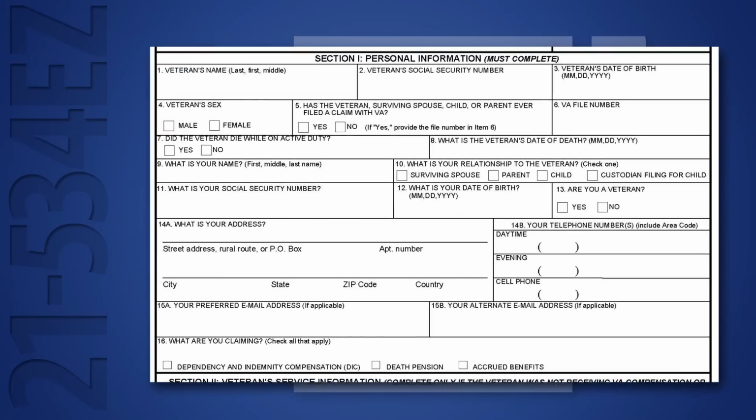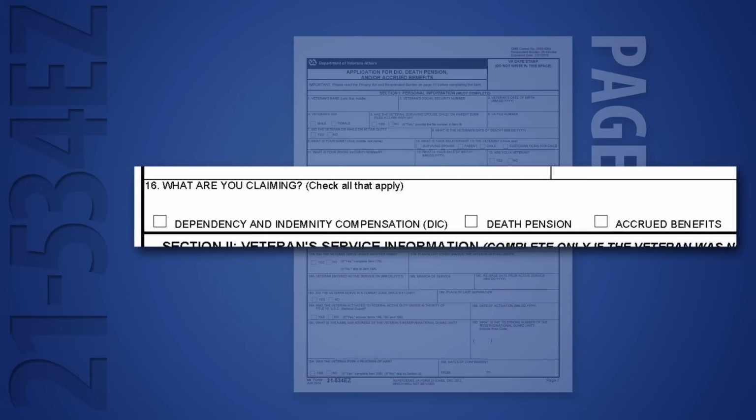Section 1 requires you to provide basic identification information about yourself and also identify the veteran you have a relationship with. Item 16 of this section requests that you identify the type of claim you're filing, whether a DIC, survivor's pension, and/or accrued benefits claim.